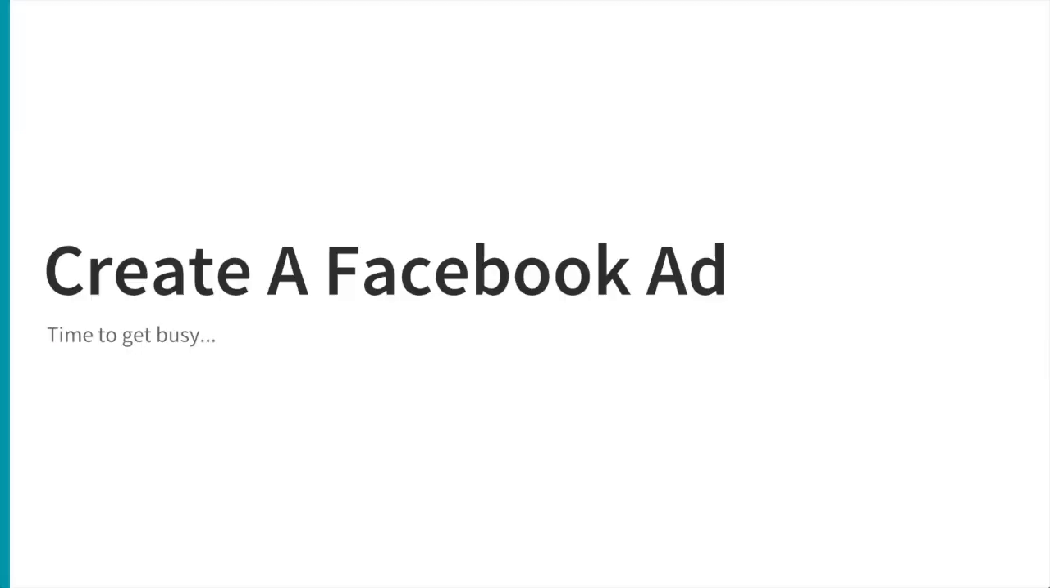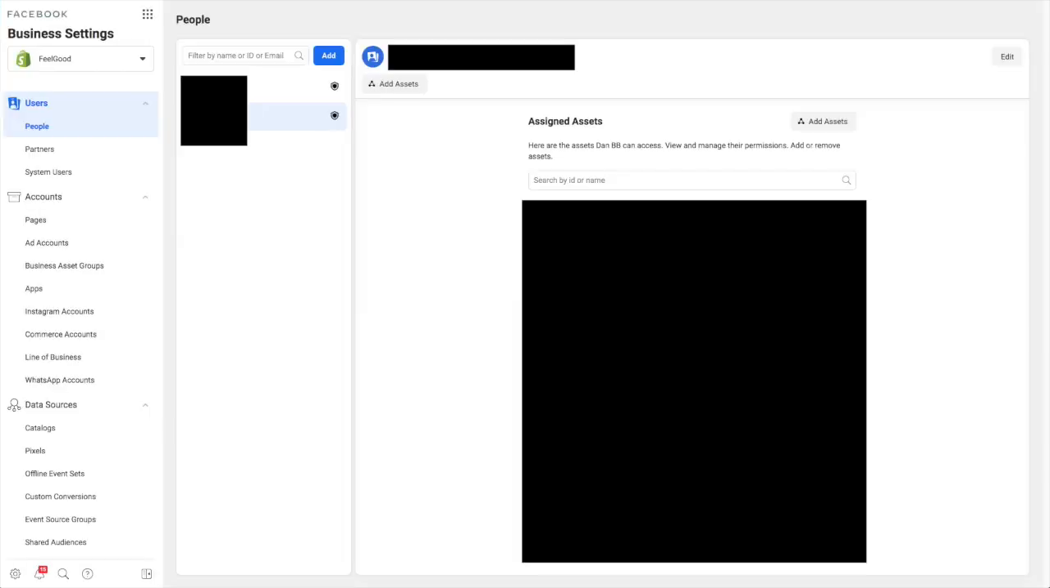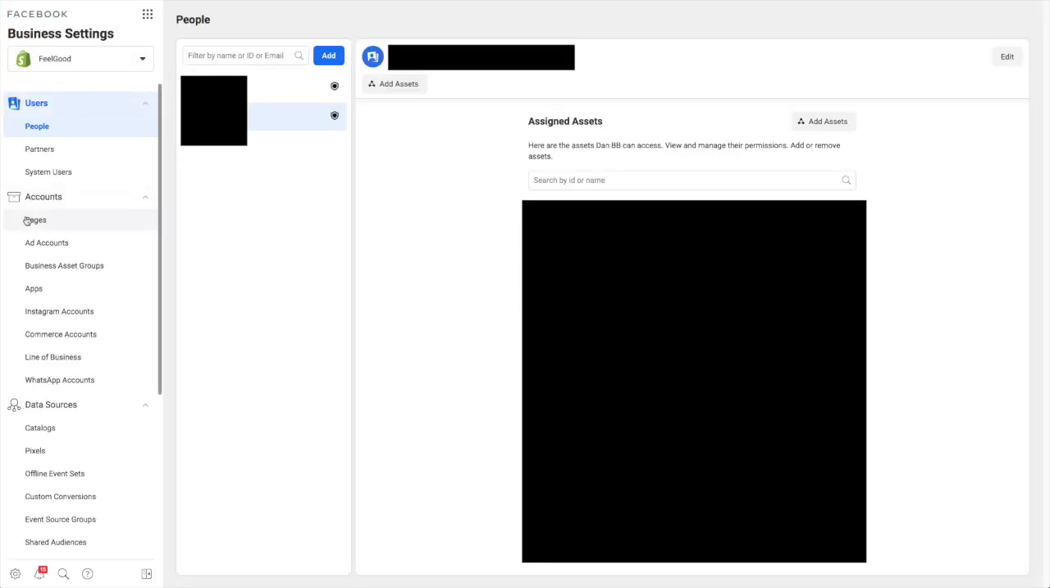And we're going to move on to creating a Facebook ad. Time to get busy. What you will need before anything, as already discussed a little bit before, is to make sure these steps are sorted out in your business manager. So you need to add yourself in people here. Again, some bits are going to be blurred out, my apologies, but it is what it is. And you're going to have to add yourself as well, as already discussed, to your Facebook page, ad account, and pixel. So this is done.